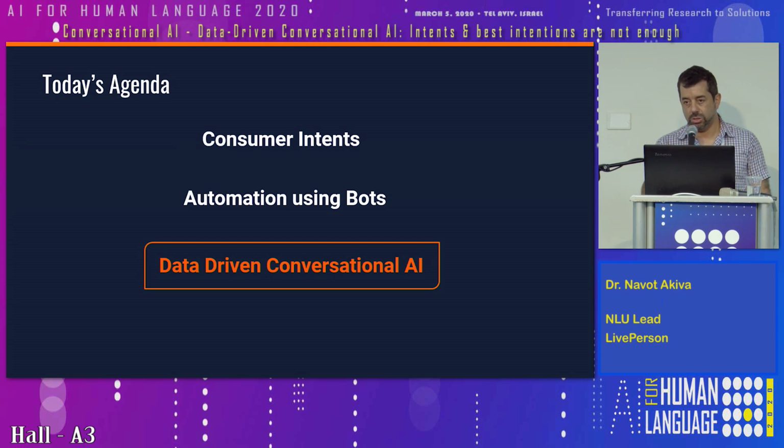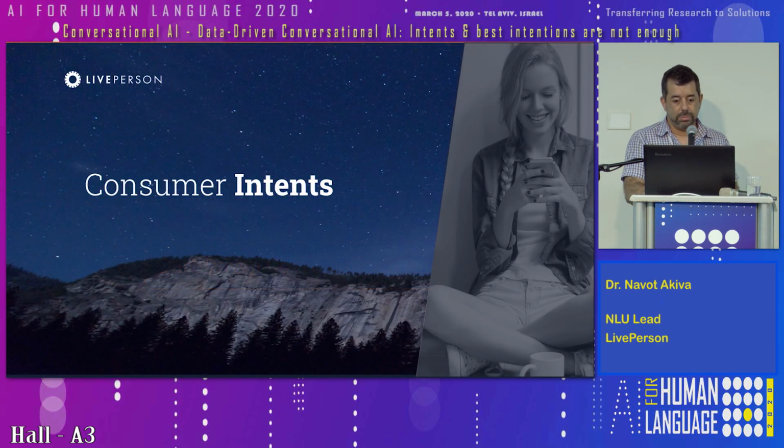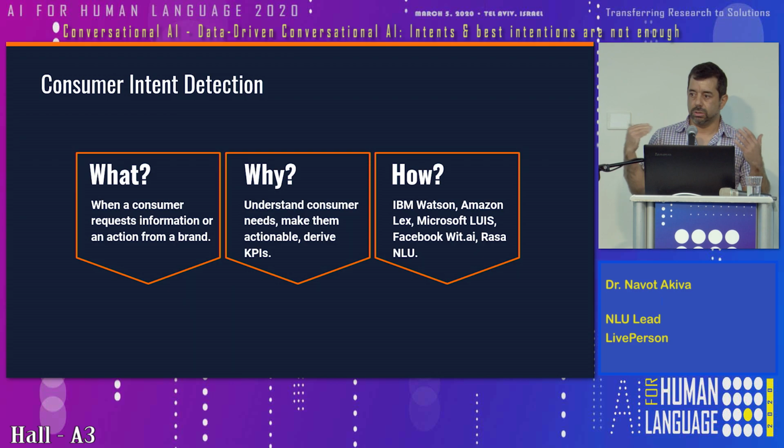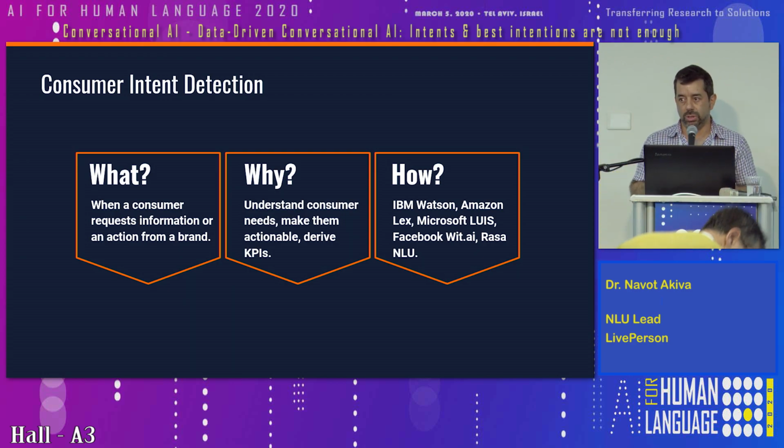Okay, so let's start immediately with intents. Just to cover people that maybe are not really familiar with intents, intents are when a consumer approaches us and wants to either get some information or request some kind of an action from a brand. Why are we interested in detection of these intents? Because we want to know what the consumer wants, of course, but we also want to act on it. So we want to act accordingly to what he wants from us, right? To satisfy his needs and to evaluate ourselves, how well did we do that?